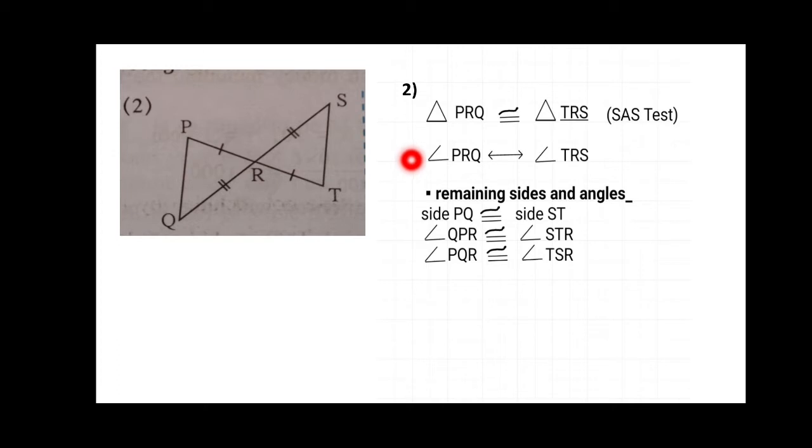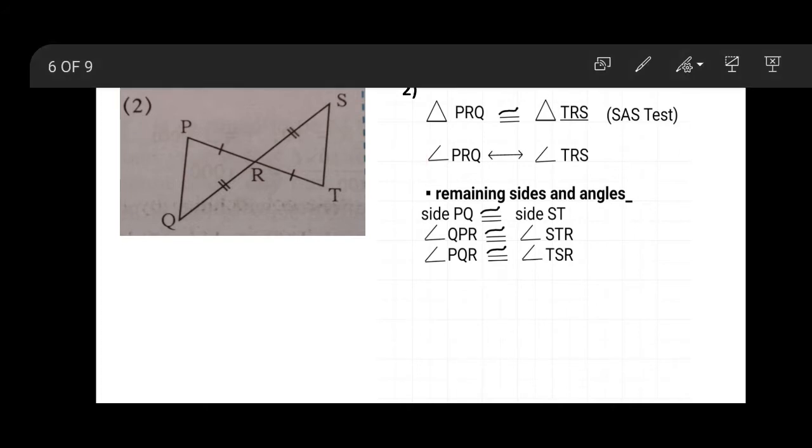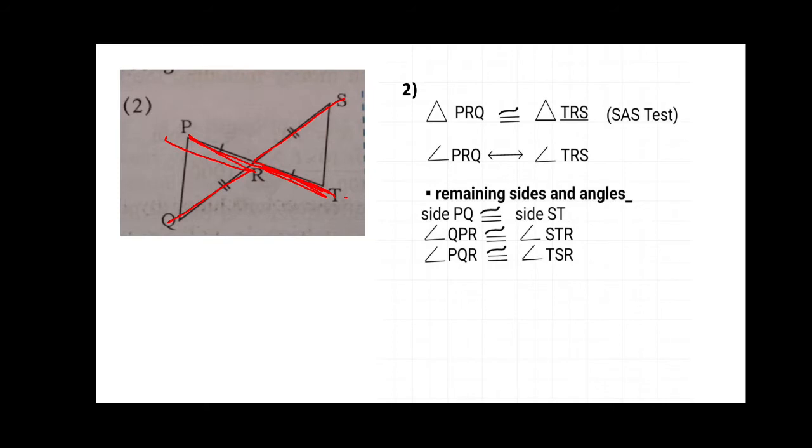The one-to-one correspondence will be angle PRQ in correspondence with TRS. How will we write this? If we start from PRQ, then this is the identical mark, this side we have started. So in the second triangle we will start with the same identical mark, meaning TRS. The one-to-one correspondence will be PRQ in correspondence with TRS. Which are the remaining sides and angles?